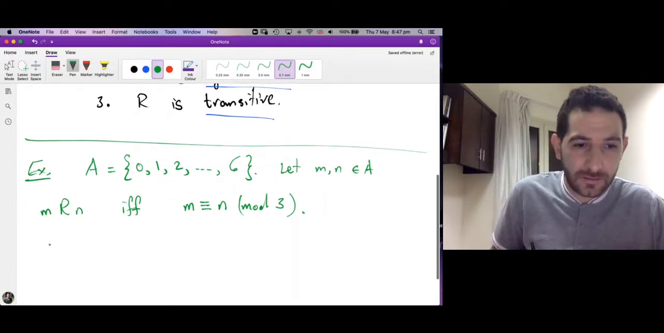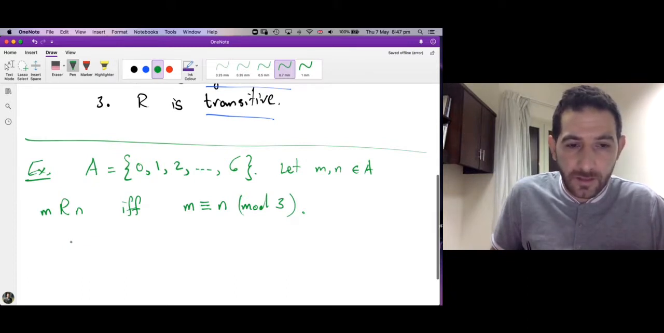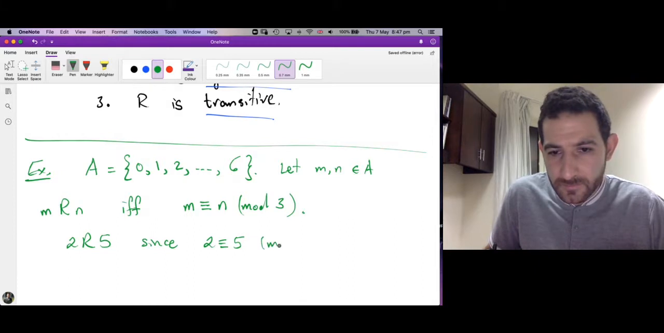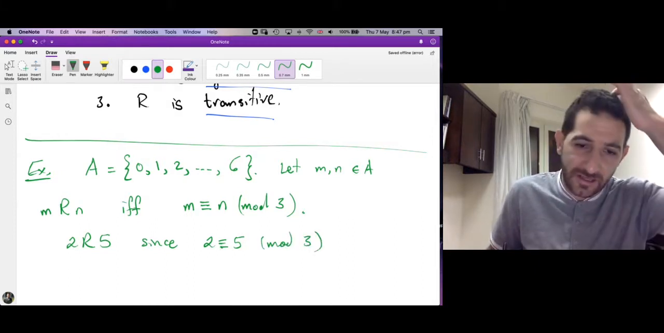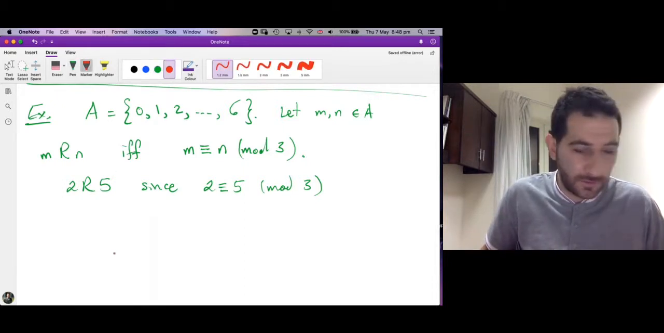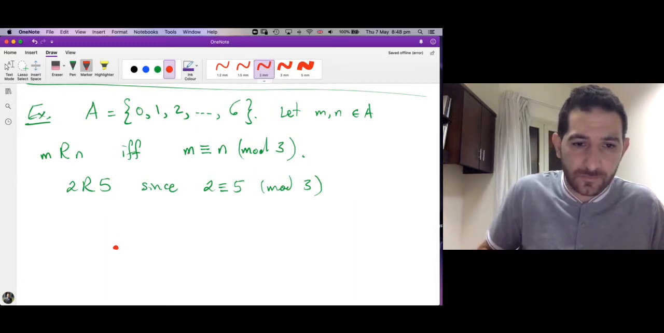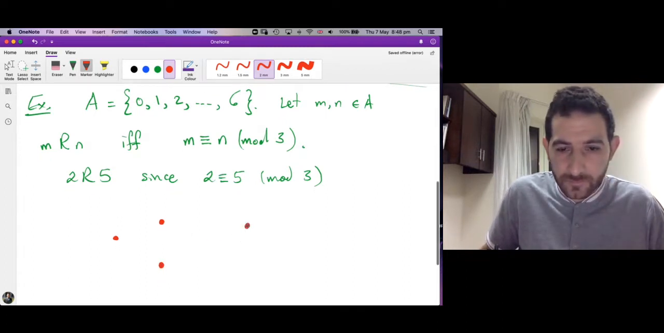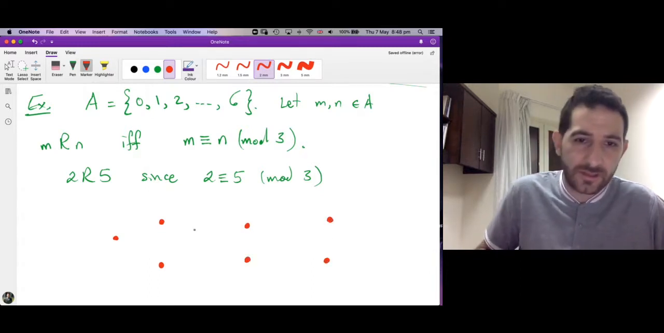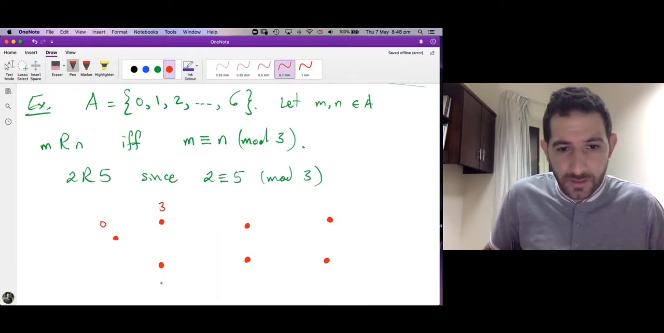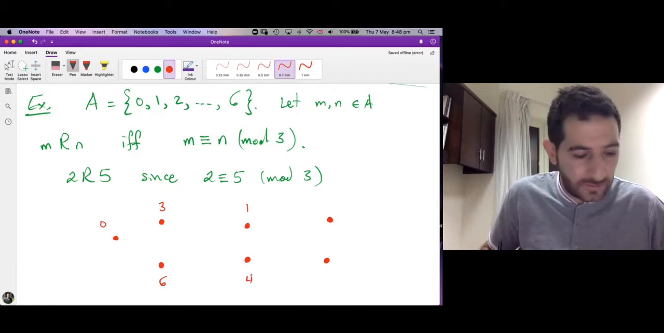So for example, 2 and 5 are congruent, right? 2 is related to 5 since 2 is congruent to 5 mod 3, because the difference is negative 3, and 3 divides negative 3. Let's do the directed diagram. So we have how many? We have 7 points in the set. And now let's name them. So here I have 0, 3, you'll see why, 6, 1, 4, 2, and 5.